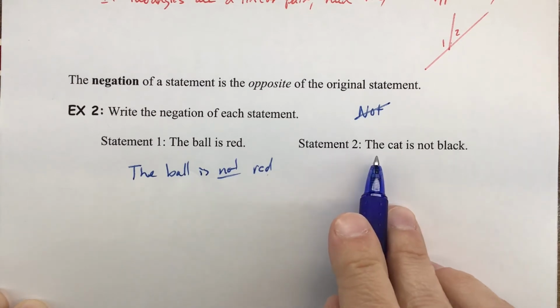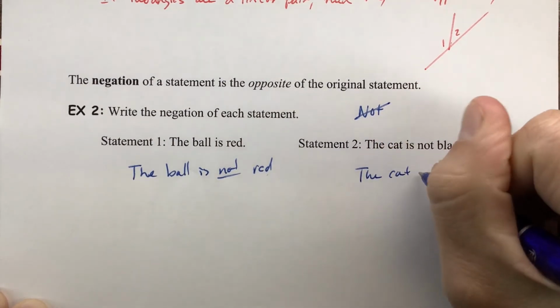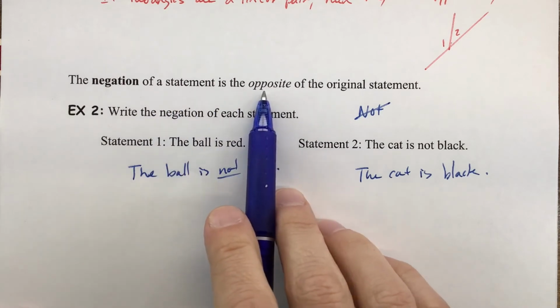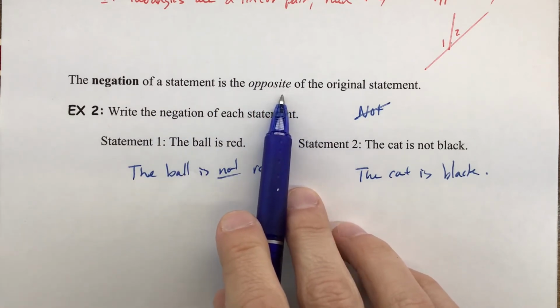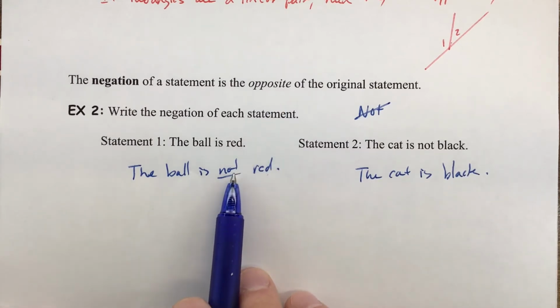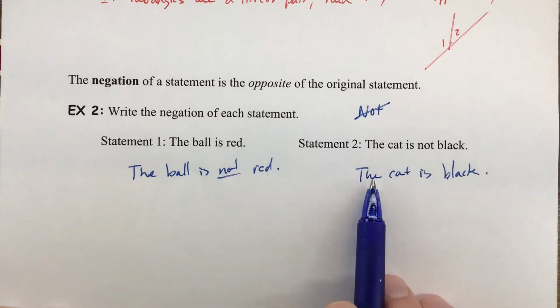Statement 2, the cat is not black. The negation to that will be the cat is black. So with negation, I want to be real careful with this. We define it as doing the opposite. Now in mathematics, the word opposite is usually reserved for the negative sign. Like 5 is the opposite of -5. -8 is the opposite of 8. And maybe that will help draw the connection here that when we negate these statements, it's almost like we're adding in a negative to things. Instead of the ball being red, it is not red. And if you already have a negative in there, you just take it away. So the cat is black.